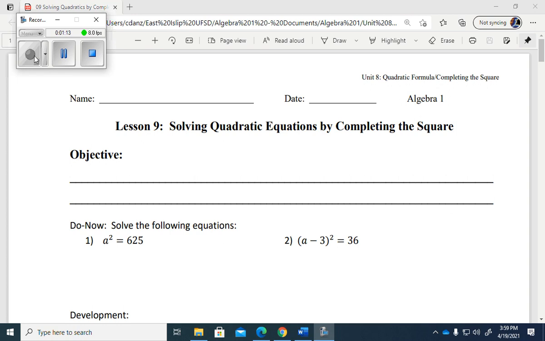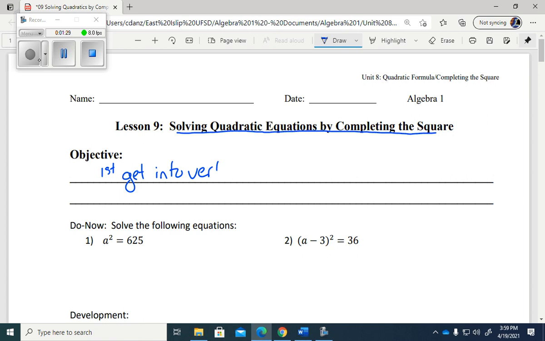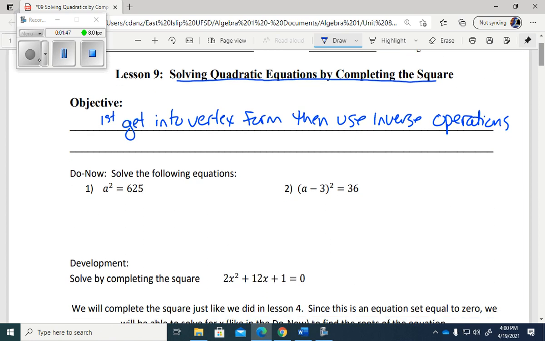So like I said, we'll be solving quadratic equations by completing the square, which really means first getting into vertex form, then use inverse operations. So the do now is review of yesterday.